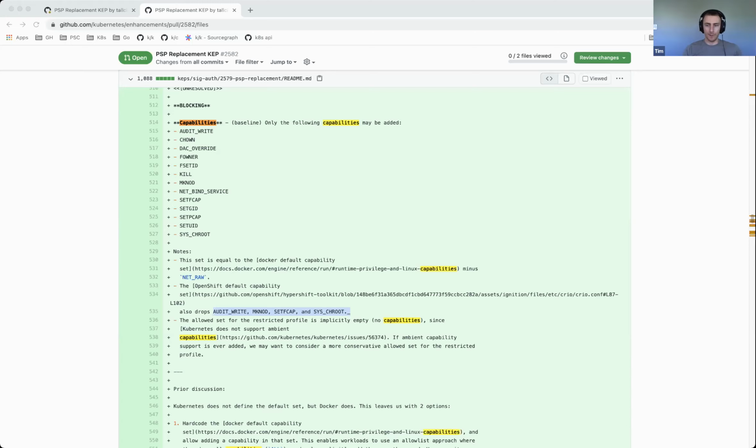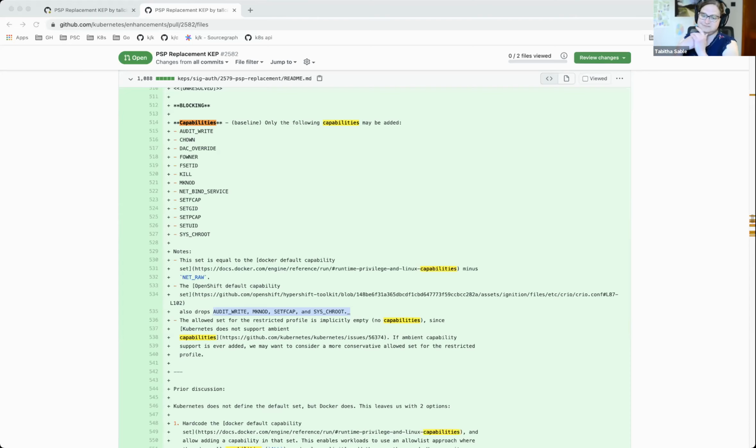The problem is that the default set is not defined in Kubernetes today. It's runtime dependent and not universal. Fair point. We are defining it, and we point at pre-existing context.